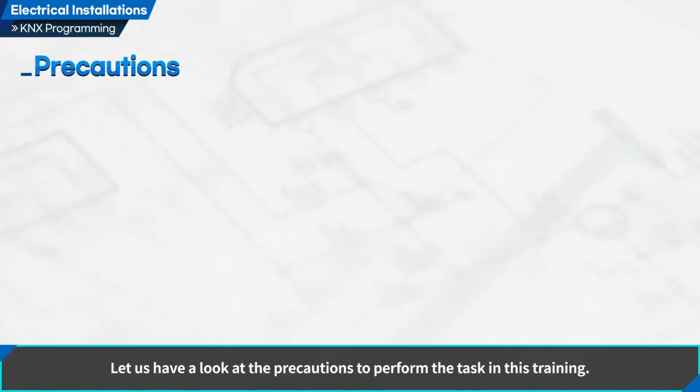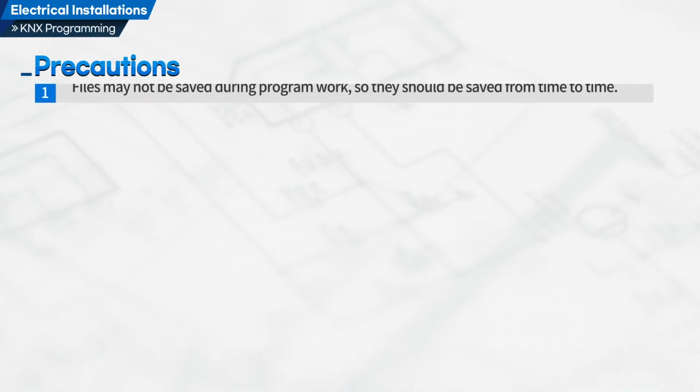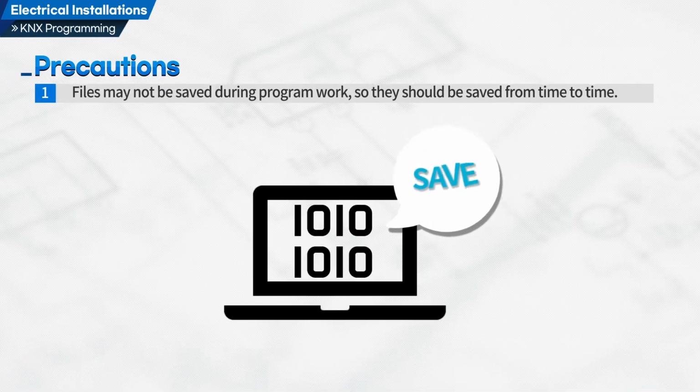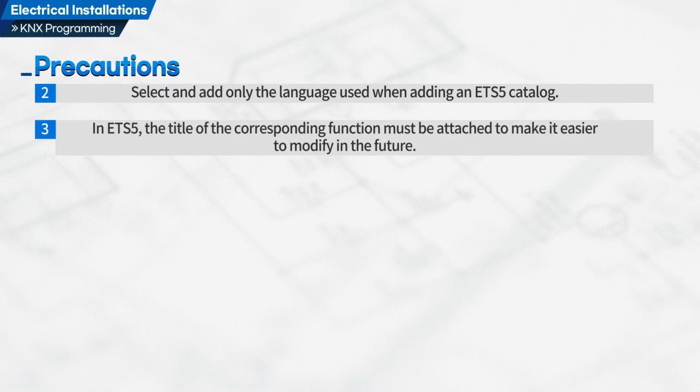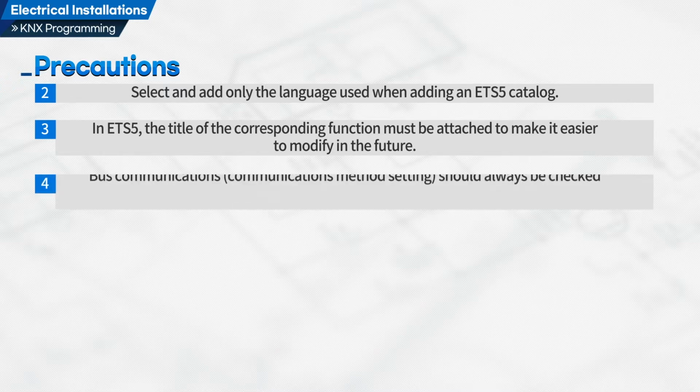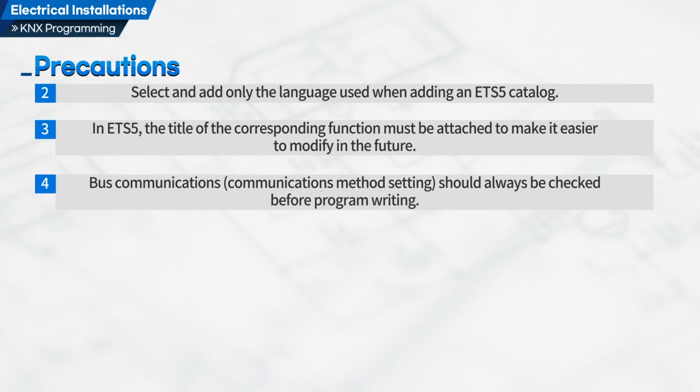Let us have a look at the precautions to perform the task in this training. Files may not be saved during program work, so they should be saved from time to time. Select and add only the language used when adding an ETS5 catalog. In ETS5, the title of the corresponding function must be attached to make it easier to modify in the future. Bus communications, communication method setting should always be checked before program writing.